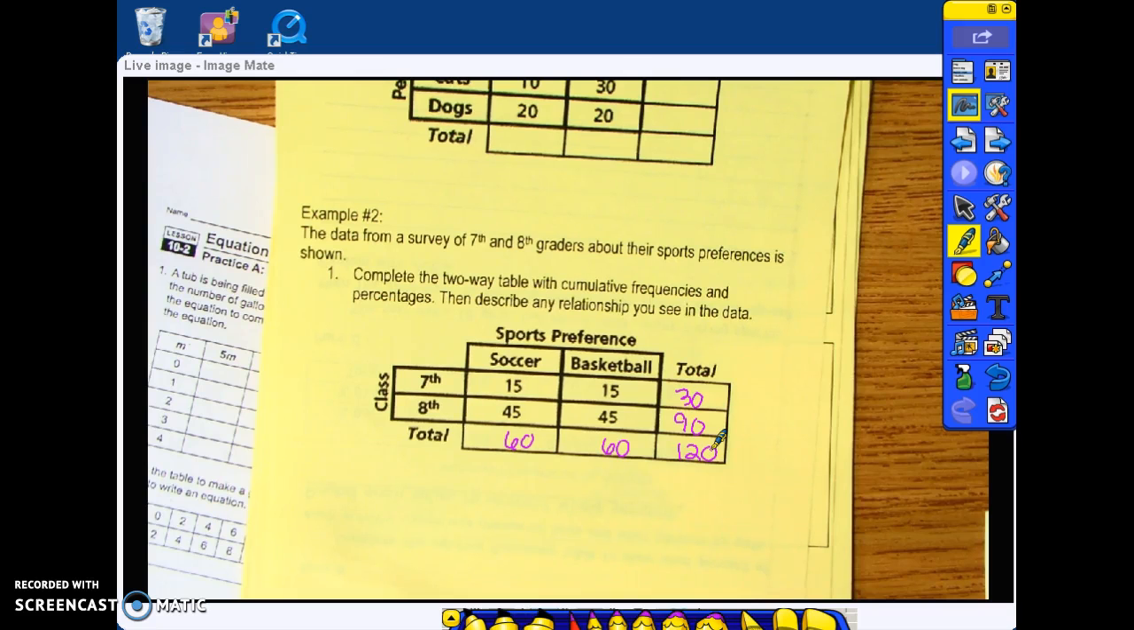We've got for 7th grade, 15 out of 60 is 25%, which gives us 45 out of 60 to give us 75%. And that's the same over here.